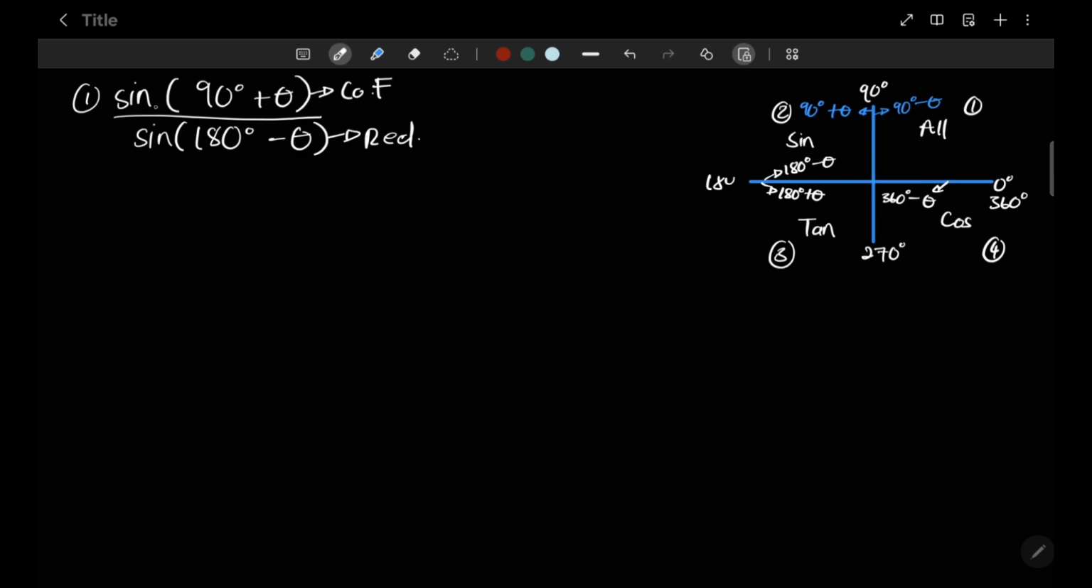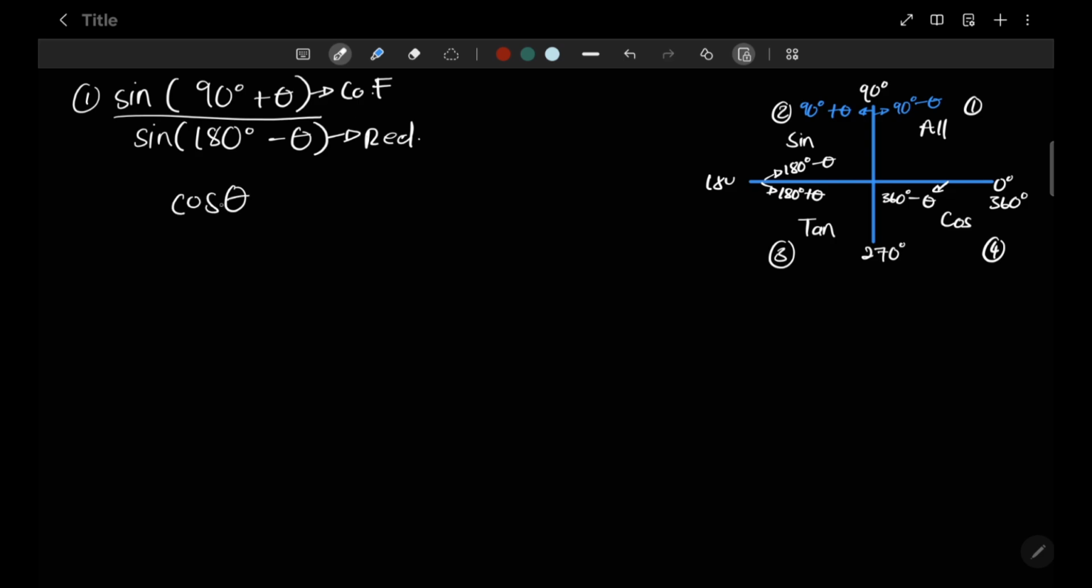In the numerator, we have sine of 90 degrees plus theta. Let's look for it on our CAST diagram. Where's 90 degrees plus theta? There's 90 degrees plus theta. It's in the second quadrant where sine is positive. So your answer should be cos theta. And this is a cofunction, so you swap between sine and cos.